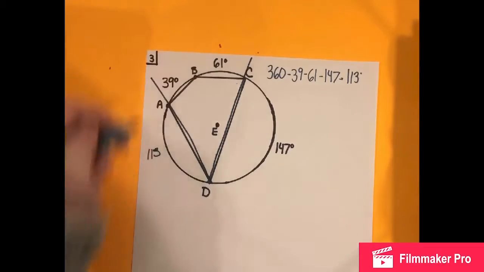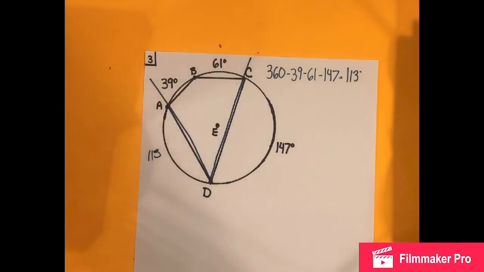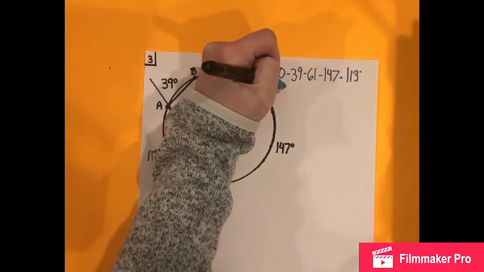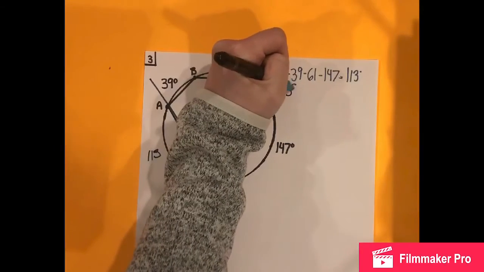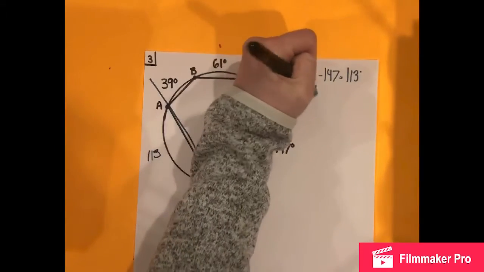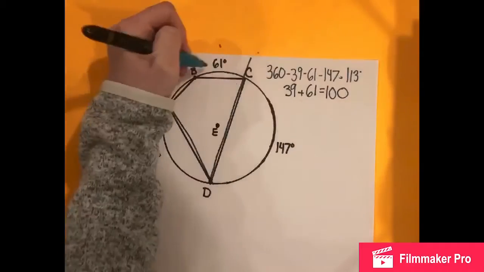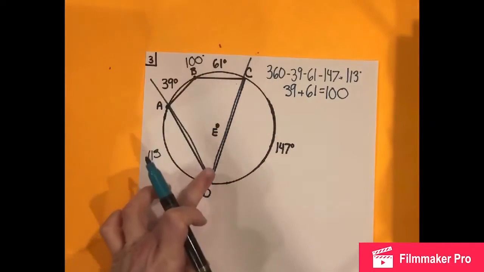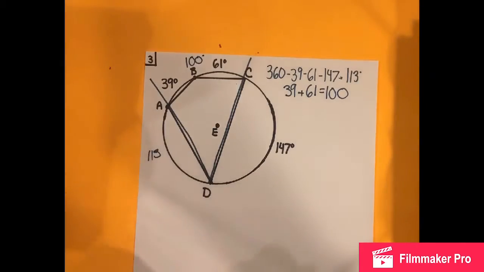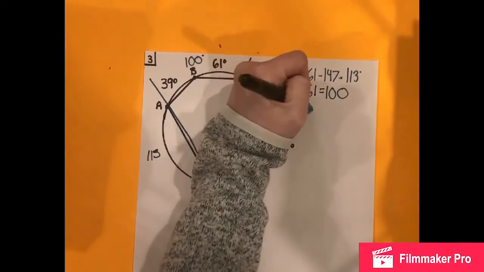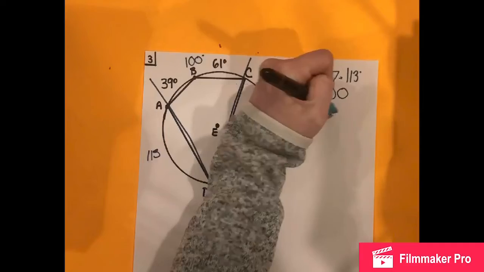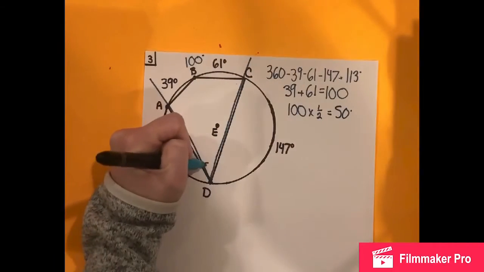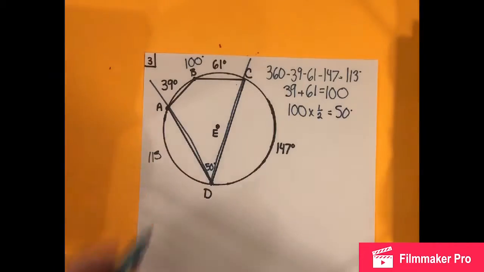I have to add these two to figure out what I actually have first. So I'm going to add 39 plus 61, and that gives me 100 degrees, and I'm just going to put it here. If this is 100, I find its angle by halving it. So I'm going to do 100 times 1/2, which is going to give me 50 degrees. I'm going to fill that in here. It's enough to start off with these.